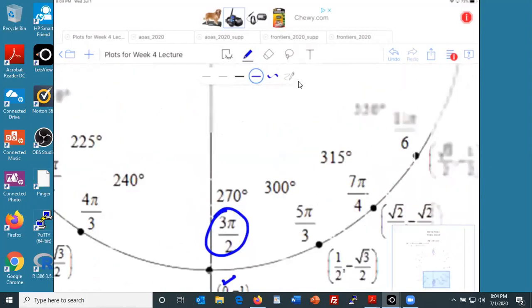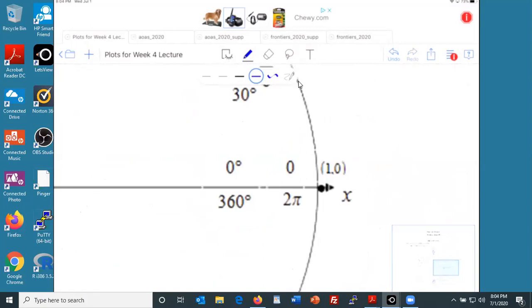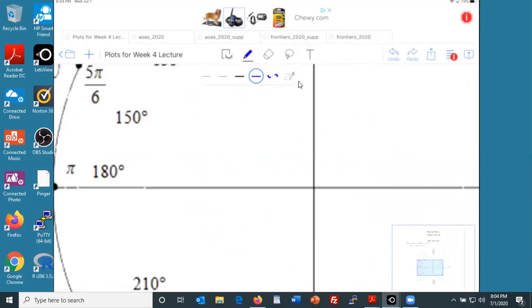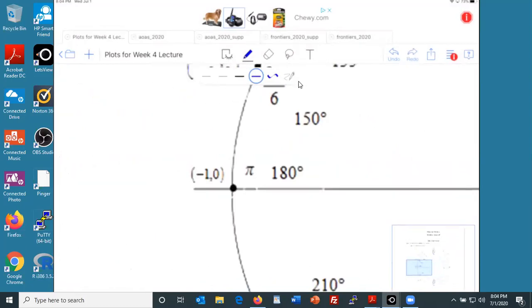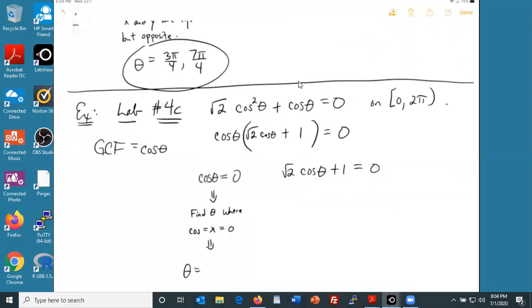If I go to the right side, that's not going to work. Like here, a 1, that's not 0. So we don't want that. If I go to the left side, there's a 0 there, but it's not an x value. This x value here, that's no good because it's not 0. So we get pi over 2 and 3 pi over 2 as solutions so far.